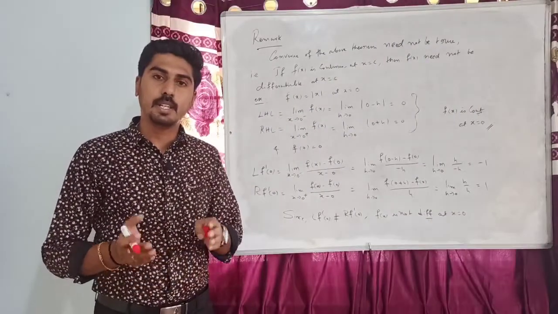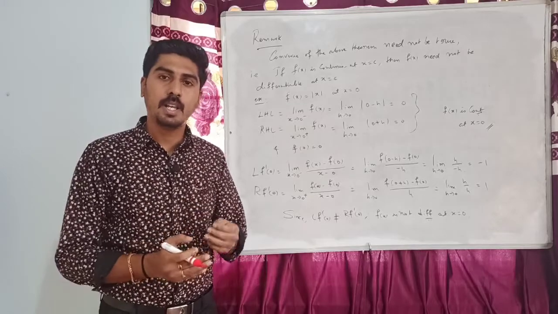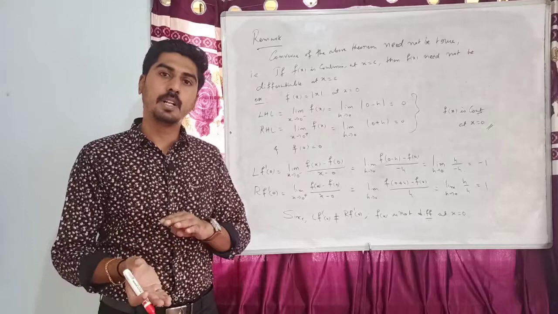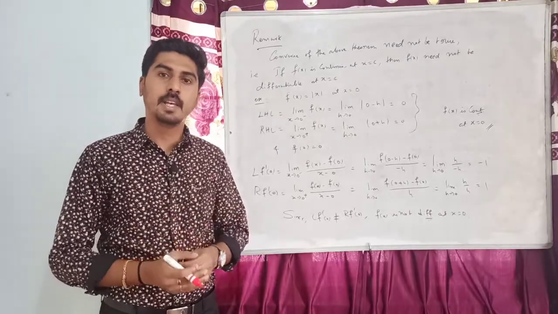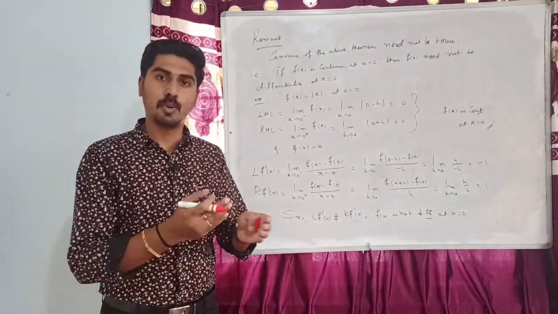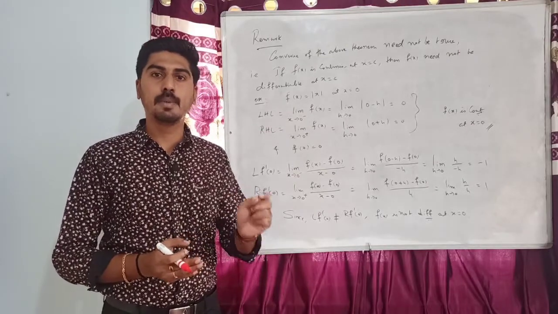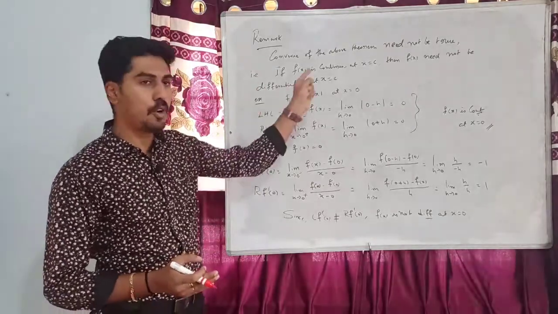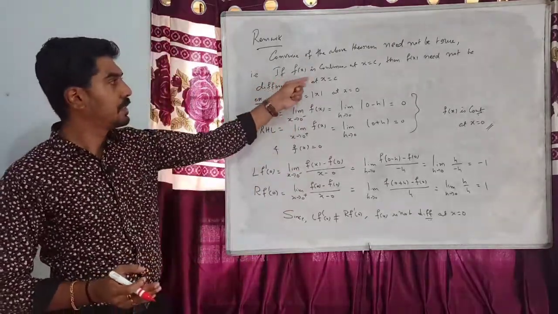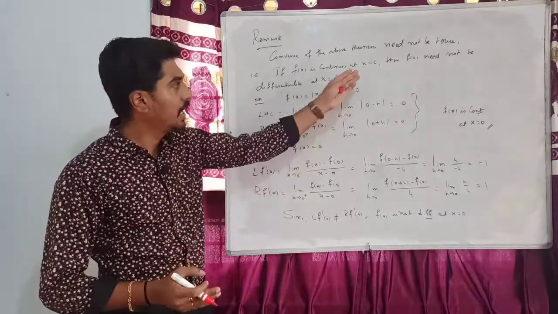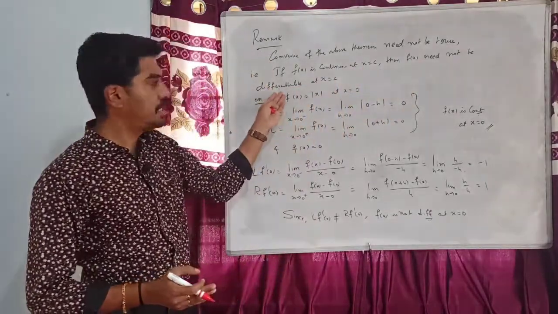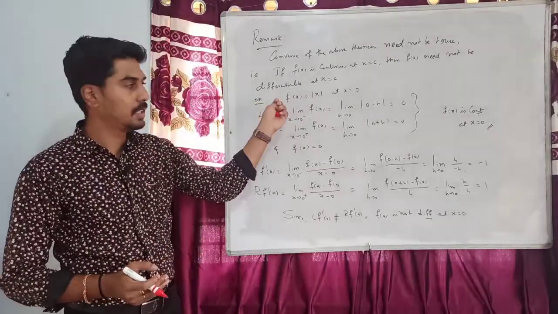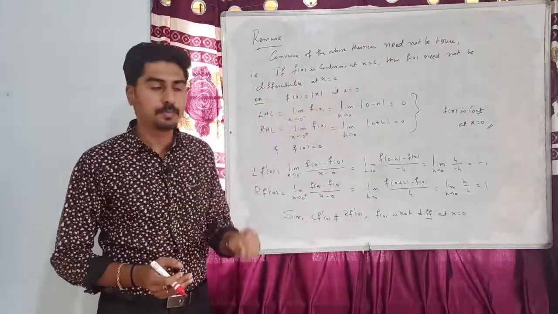We have shown that if f of x is differentiable at a point, then it is continuous at that point. Now the obvious question is whether the converse is true. That is, if a function is continuous at a point, whether it is differentiable at that point. In fact, the converse need not be true. If f of x is continuous at x equal to c, then f of x need not be differentiable at x equal to c. Consider an example f of x equal to mod x at x equal to 0.